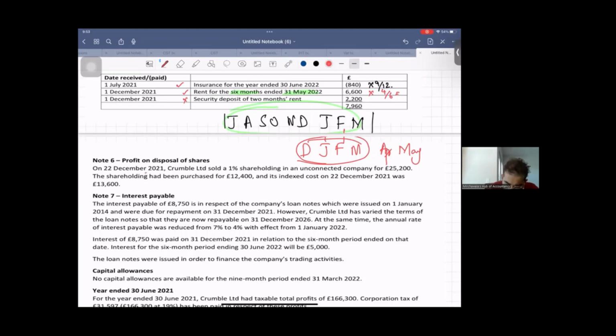See the question. On 22nd December 2021, Crumble Limited sold 1% shareholding in an unconnected company. DP is 25,200. The shareholding had been purchased at this original cost, and its index cost was this. Which cost should I less? I will deduct index cost directly, so automatically I'll get chargeable gain. No need to do more steps. DP less index cost will give you chargeable gain.